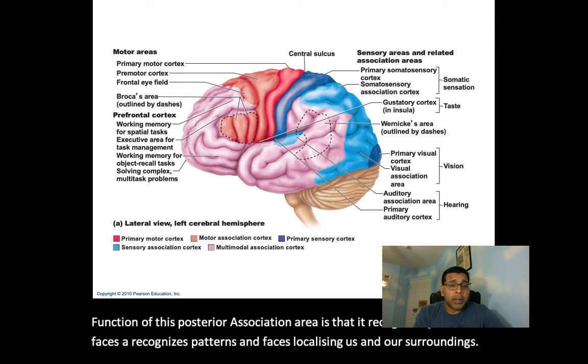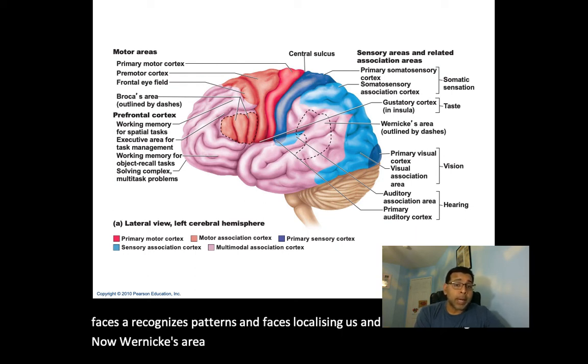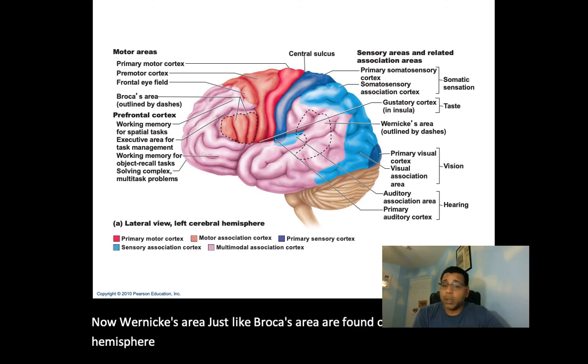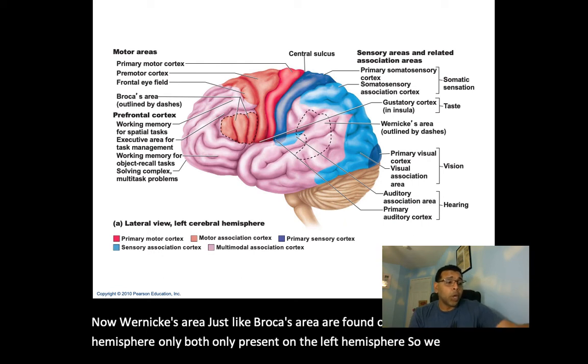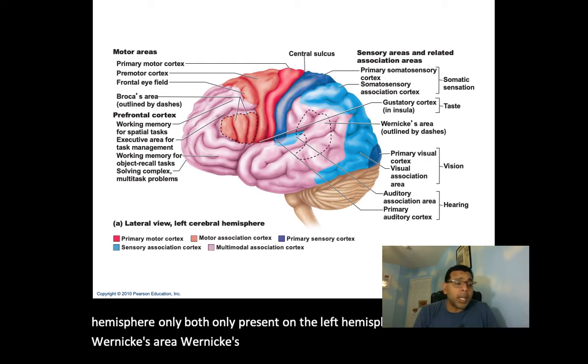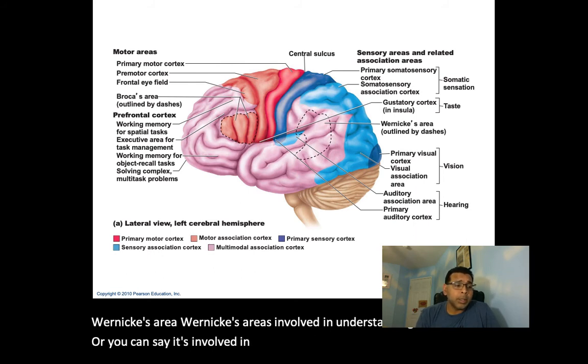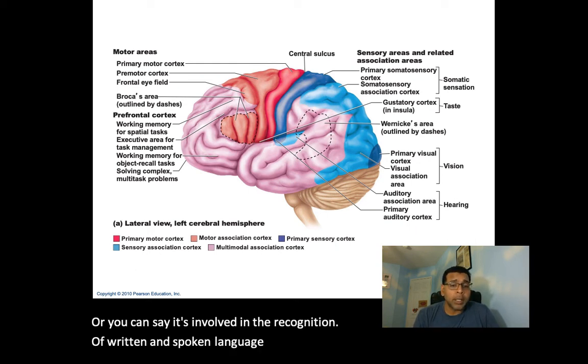Now, Wernicke's area, just like Broca's area, is found on the left hemisphere only. Both are only present on the left hemisphere. So when we talk Wernicke's area, it is involved in understanding, or you can say the recognition, of written and spoken language. So it's involved in understanding written and spoken language.